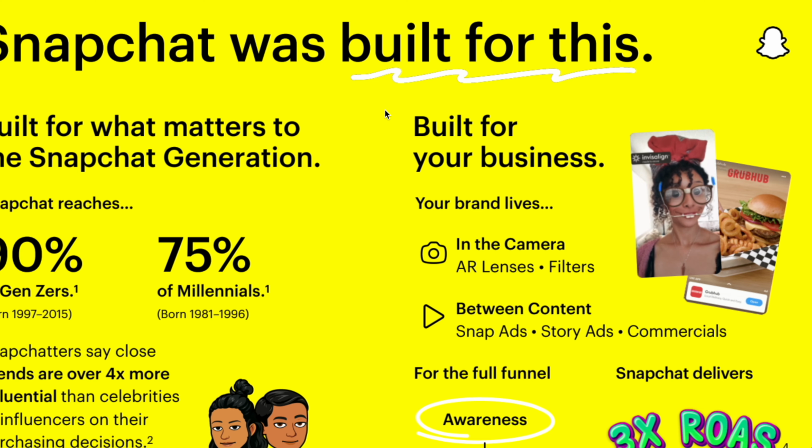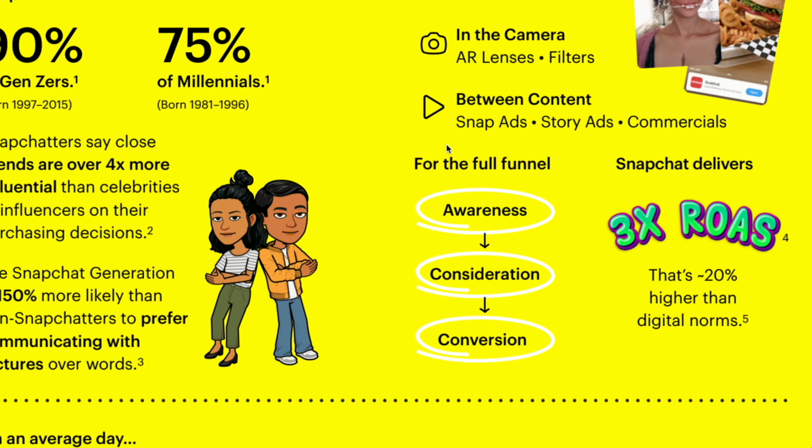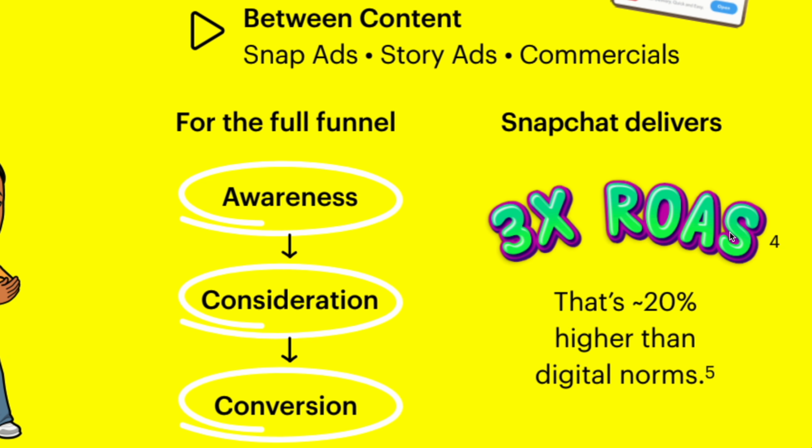And the next reason is probably one of my favorites when it comes to Snap ads. According to Nielsen Catalina research, Snapchat delivers on average, get this, 3x return on ad spend. So if you were to put $1 into Snap ads, you'd get $3 back in sales. Of course, you have to do this right to achieve this type of return on ad spend, but that's why you're here watching this video. So let's move on to the next part.